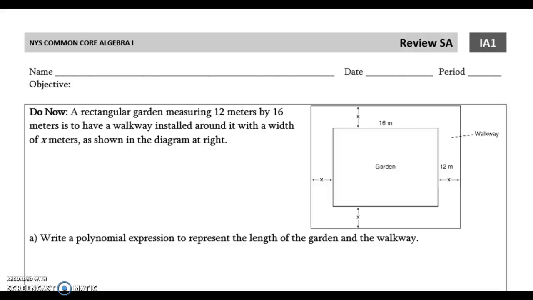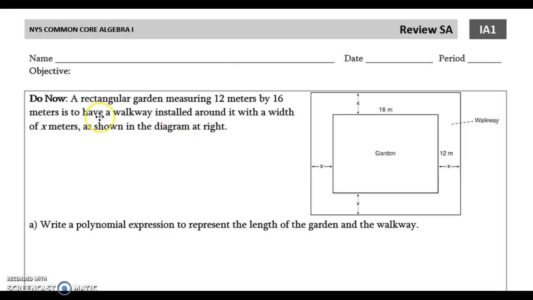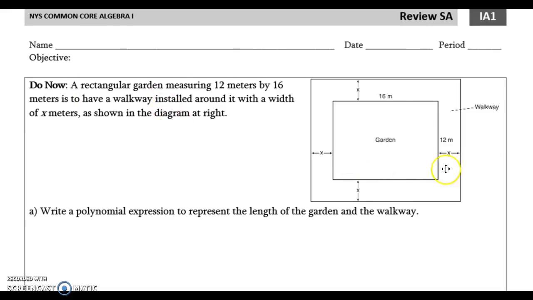Hello students, this video is for the Interim Assessment 1 in 2016. I'm reviewing the short answer questions, the packet that I gave out in class. The first question that I'm going to go over is the walkway question.